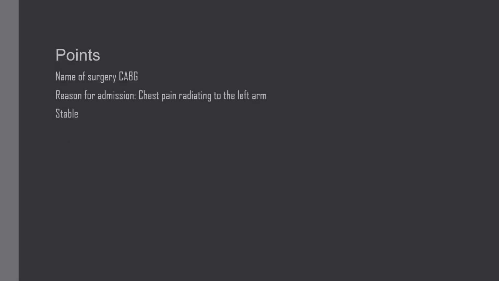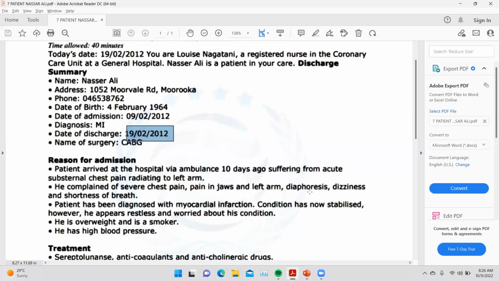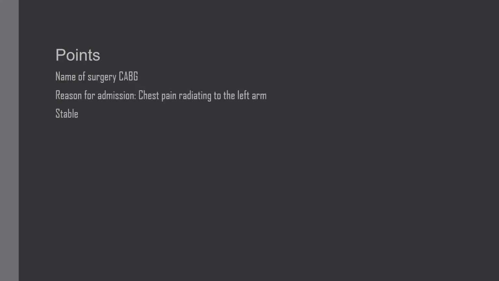these things, right? Do we need that? Not at all, because it's like listing. The patient has been diagnosed with myocardial infarction. The condition is now stable. However, he appears listless and worried about his condition. The diagnosis we already took, and the only thing to take from here is that he is stable. He appears restless, but when it is discharge time, it will be fine. So there is no need to write that. We are taking only one point: his condition was stable during the post-operative period.